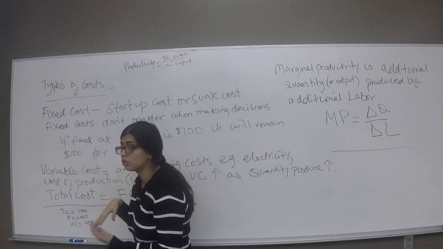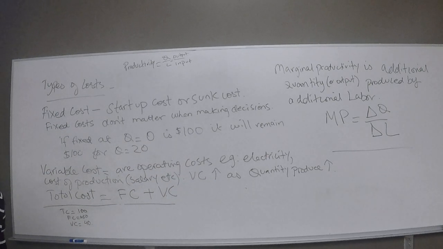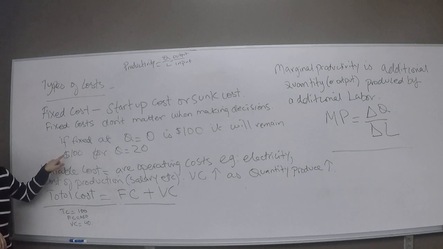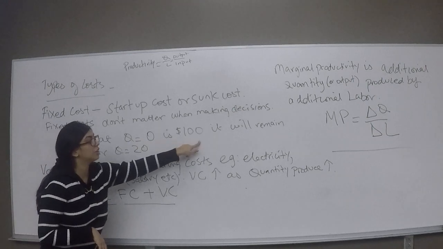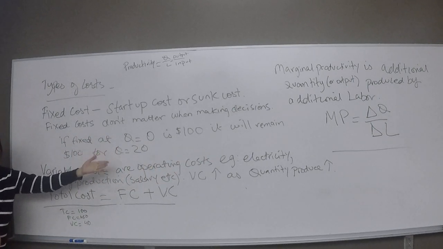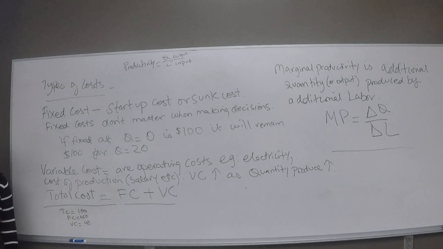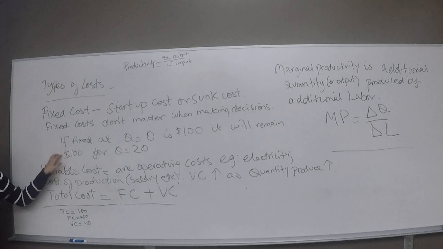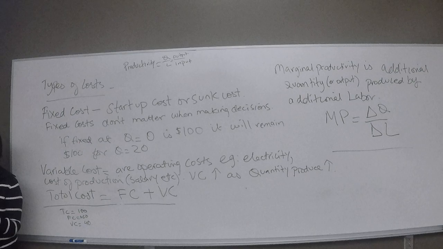Okay. Fixed costs don't change. When you don't produce, when quantity Q is equal to 0, it will be $100. When you're producing 1, 2, 20, 30, or 40 quantity, it will stay $100. Fixed cost at quantity 0 is 100, it will remain 100 for quantity 20 or any other quantity produced. This is just an example. It could be 1,000 or 1 million, whatever, but it will stay the same. The startup cost doesn't change.